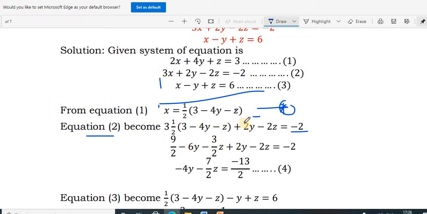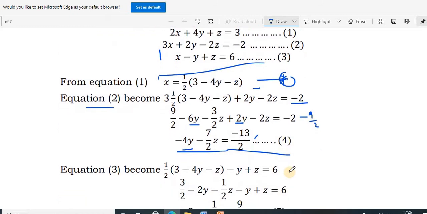Then minus 3 by 2 plus 2y minus 2z is minus 2. So this plus 4 minus 6y plus 2y becomes minus 4y. Minus 3 by 2 minus 2z, so it becomes minus 7 by 2z. And I shift this 9 by 2 to the RHS. So 2 minus 2 minus 9 by 2. So 2 into 2 minus 4 minus 9 minus 35. So I get a new equation in terms of y and z, which I call equation 4.